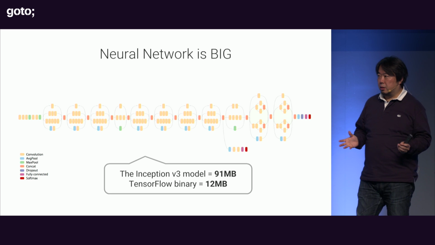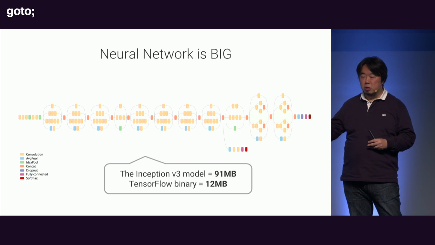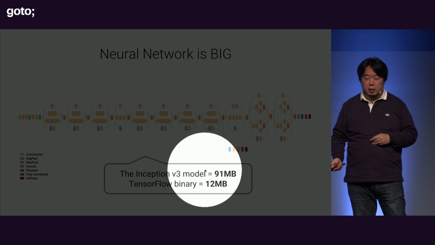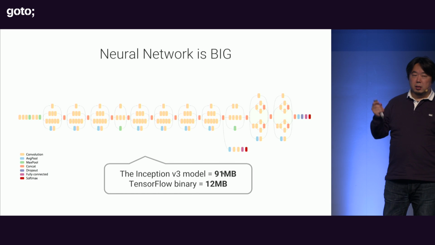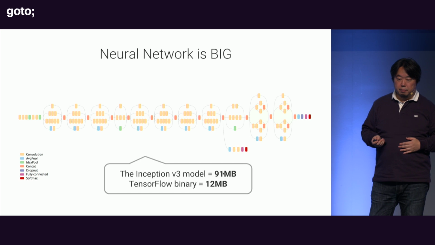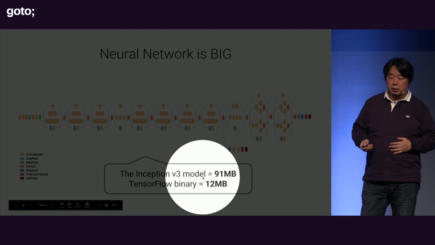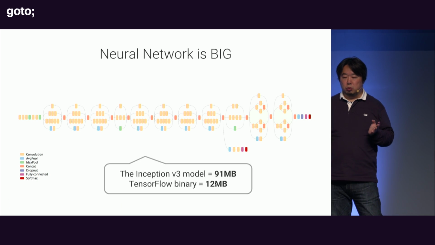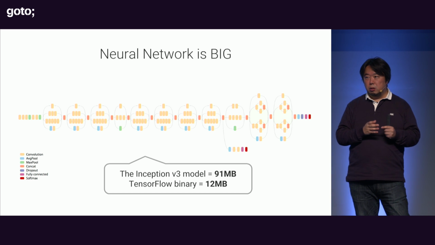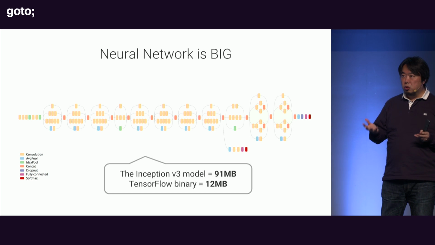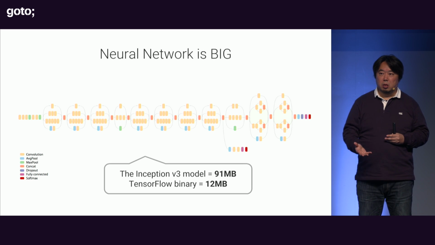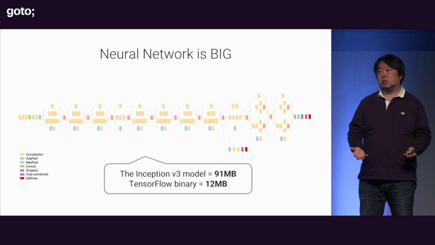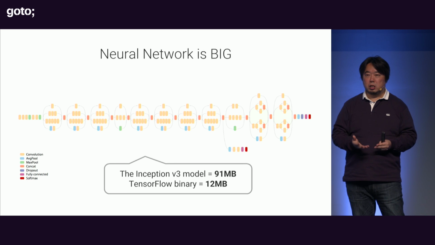But a neural network is big compared with other traditional machine learning algorithms. For example, the Inception version 3 model for image recognition takes 91 megabytes for the parameters inside it. TensorFlow itself has a really big binary that takes 12 megabytes. But if you want your mobile phone application users to use deep learning algorithms, you don't want to make them download 100 megabytes of parameters and binaries to their smartphone applications.